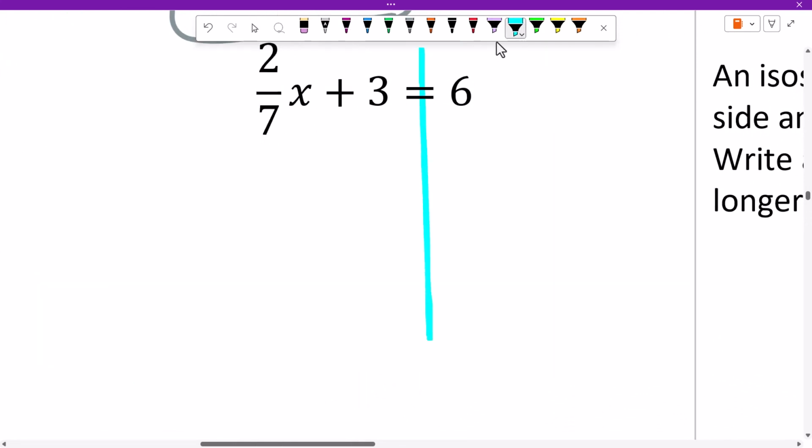Okay, split at the equal sign. Cover up the side that doesn't have the letter. Right, Cameron? 2, 7, and 3. Which one do we get rid of first? 3, the one without the x attached.